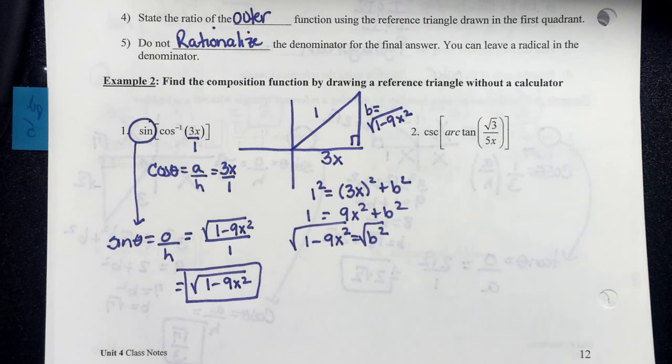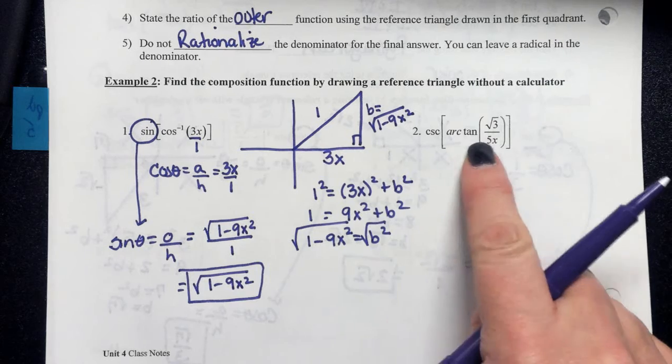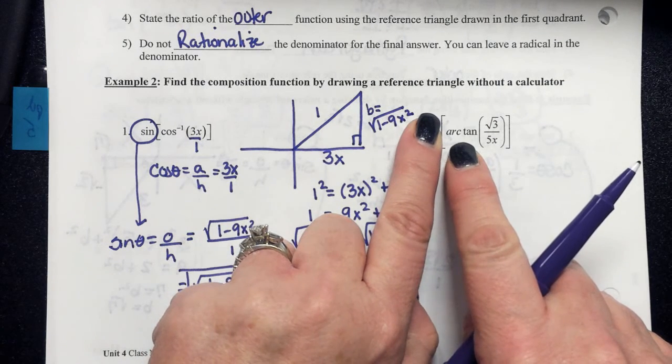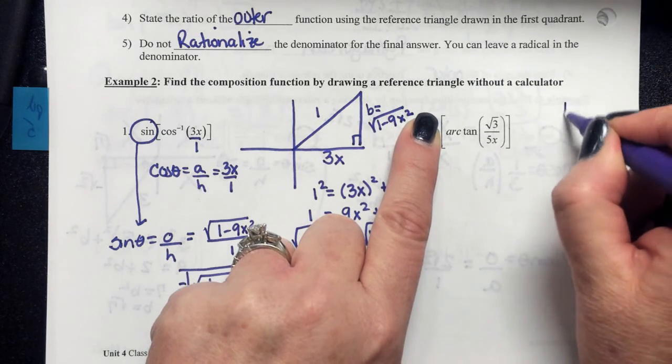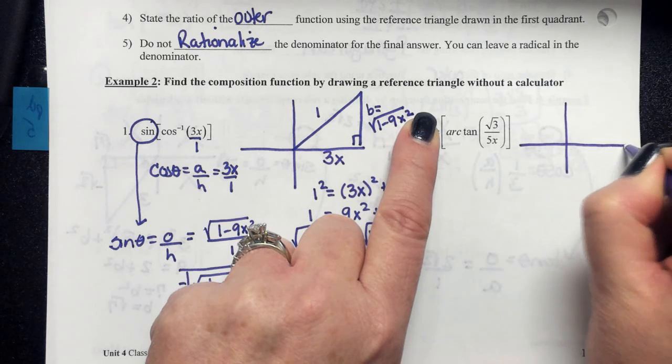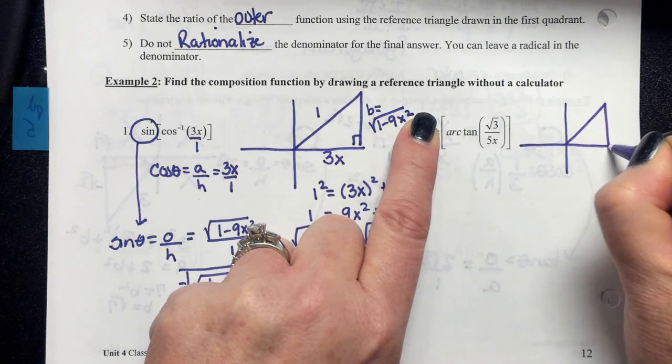So like I said, the only difference is the sides are not going to be numerical. They're going to have variables as their answer. You set them up exactly the same way. So let's take a look at 2. Arctan square root 3 over 5x. I'm drawing my triangle in quadrant 1.